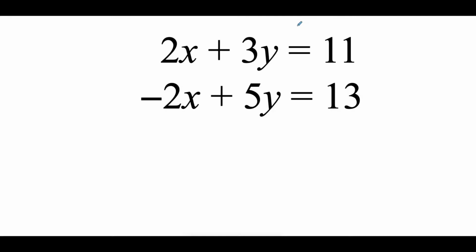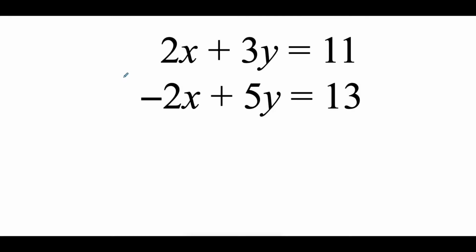The top equation says 2x plus 3y equals 11, and the bottom equation says negative 2x plus 5y equals 13. Step number 1 said that we wanted to have opposite numbers in front of one of our variables. And it doesn't matter which variable we're working with. So in this case, as we look at the x's, I see a 2x in front of that equation on top, and I see a negative 2x in front of that equation on bottom. So those x variables have opposite numbers in front of them. So step number 1 is taken care of.